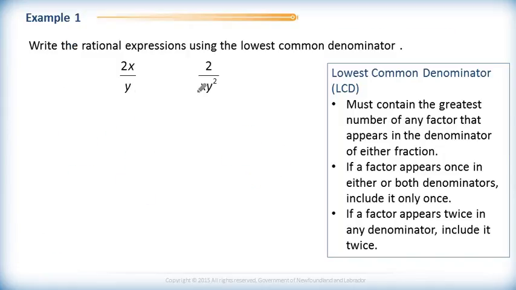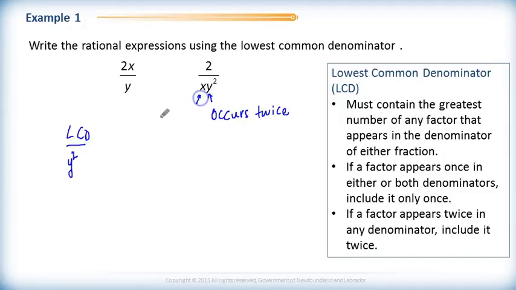So let's look at these two expressions. We have to write their lowest common denominator. We see that in this one we only have a y, so our LCD must contain a y. However, in the other, the y occurs twice. Y squared means it occurs twice, it's like y times y. So we need to include it twice, so it must contain a y squared.